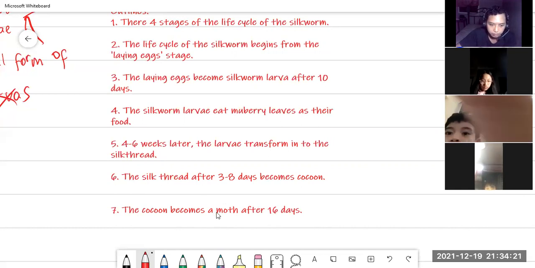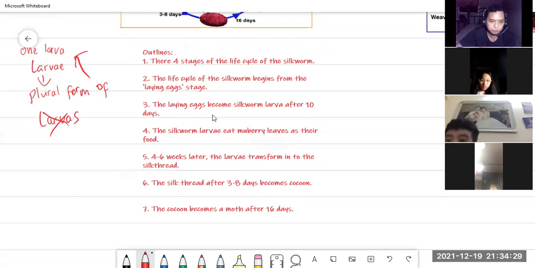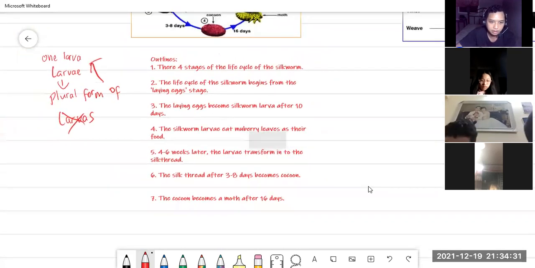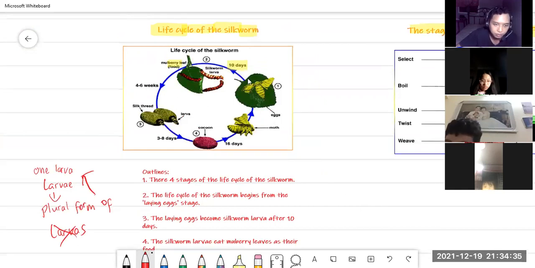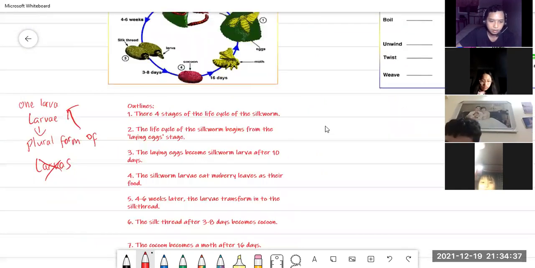Seven. A cocoon becomes a moth after 16 days. Okay, very good. So we have made the outlines for the life cycle of the silkworm.